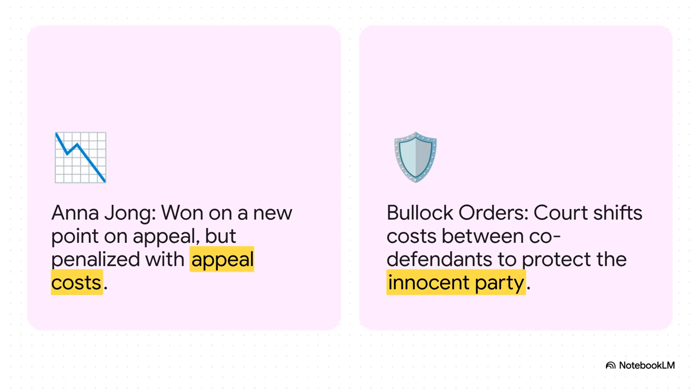Plus, when a plaintiff is forced to sue multiple defendants because they are all just pointing fingers at each other, which we see in our 5th and 6th cases involving Bullock and Sanderson orders, the court can order the losing defendant to pay the costs of the winning co-defendant. It's a neat way to ensure the innocent party isn't left holding the bag.